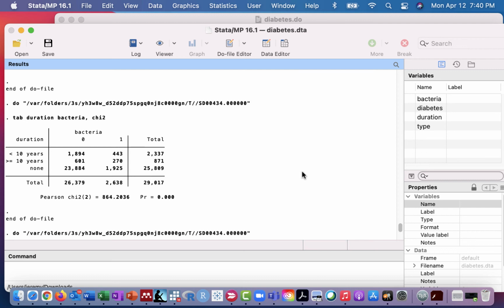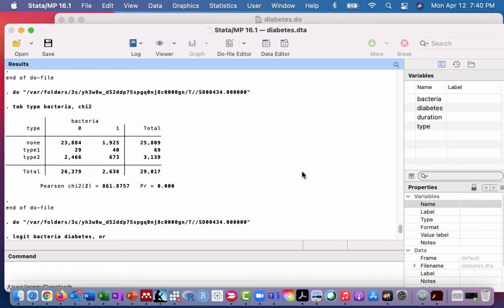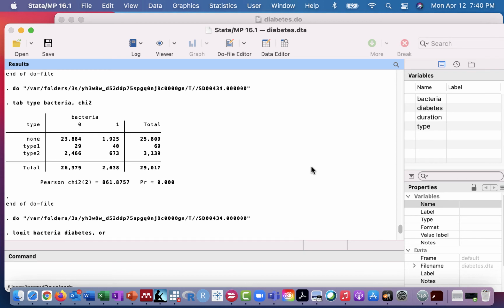Diabetes for more than 10 years, no bacteria, 601 people. Diabetes more than 10 years, and yes, bacteria. So you can see the different numbers there. Again, the table's showing how many people are in these groups. So no diabetes, no bacteria, 23,884. Type 1 diabetes, yes, bacteria, 40 people. The differences in bacteria between the different types of diabetes is statistically significant, p-value 0.000.